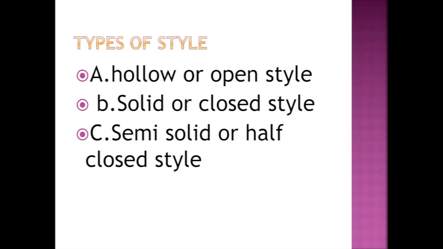Monocots mean ஒருவித்திலை தாவரங்கள். So a hollow canal running from the stigma to the base of the style is present. This is hollow or open style. Next, solid style. This is a common method for dicot plants. So dicot means இருவித்திலை தாவரங்கள்.